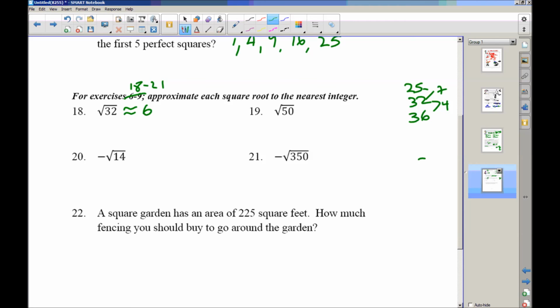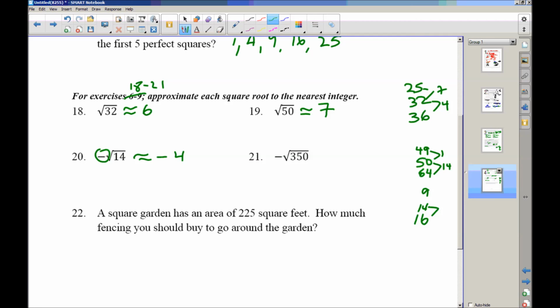Okay, so 50 falls between 7 times 7, which is 49, and 8 times 8, which is 64. You can tell really fast it's much closer to 49 than it is to 64. So this is going to be about 7. Okay. 14 falls between 3 times 3, which is 9, and 4 times 4, perfect square, which is 16. It's much closer to the 16. So this will be about negative 4.